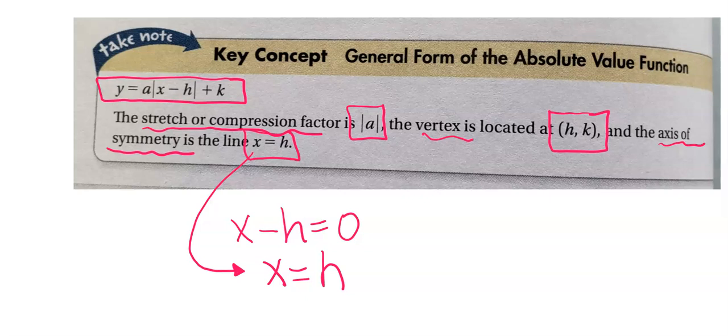Eventually, when we get to parabolas, the standard form of a parabola is going to look very similar to this one. Instead of the absolute value, you're going to have parentheses around it with it squared. So this will look familiar later as well.